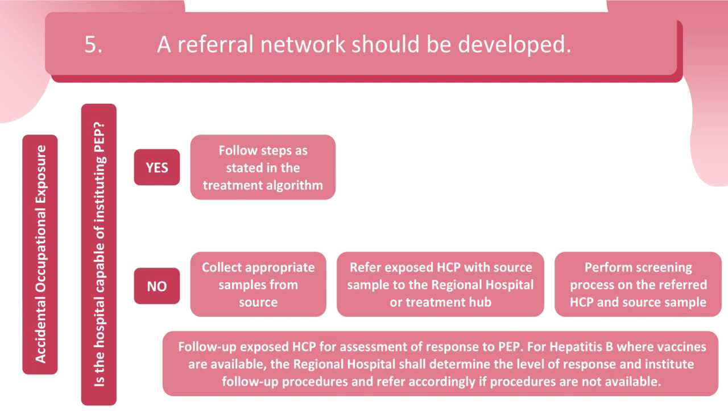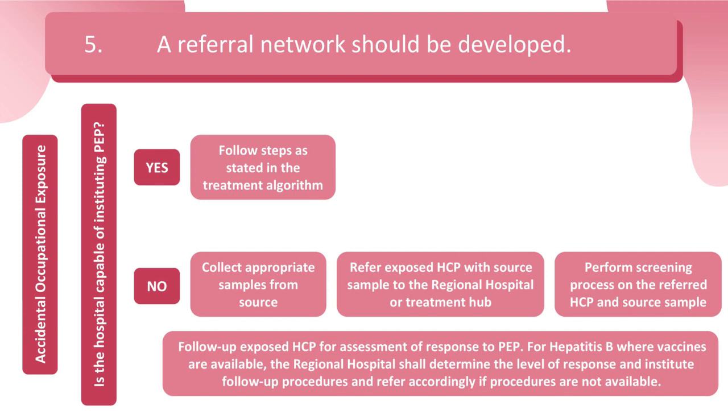The flow of network referrals starts at the case of accidental occupational exposure. First, we must ask, is the hospital capable of instituting post-exposure prophylaxis? If yes, then proceed to follow the steps as stated in the treatment algorithm. If no, we collect appropriate samples from the source. Then, refer exposed healthcare personnel with source samples to the regional hospital or treatment hub nearest to the healthcare facilities.